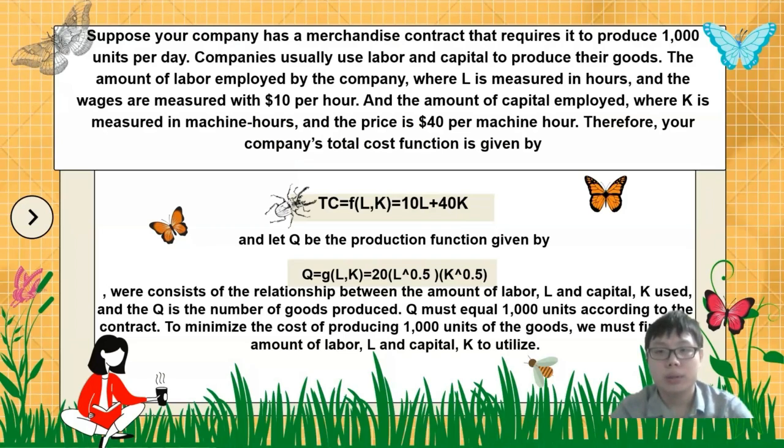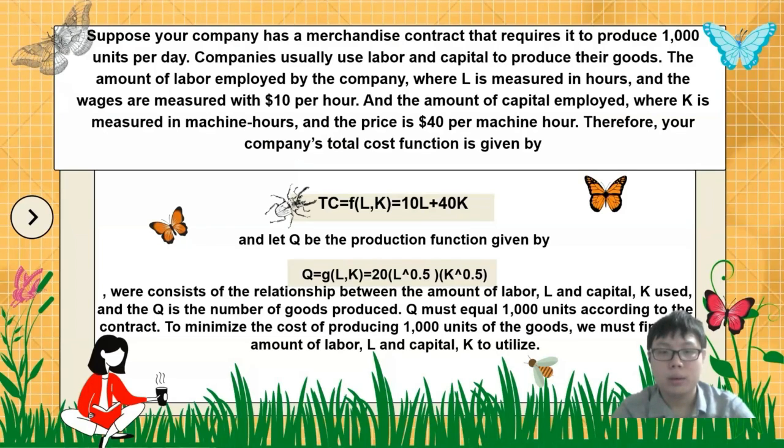Therefore, your company's total cost function is given by C equals the function f(L, K) equals 10L plus 14K, and let Q be the production function, given by Q equals the function Q(L, K) equals 20 times L to the power of 0.5 times K to the power of 0.5. This consists of the relationship between the amount of labor L and capital K used, and Q is the number of goods produced. Q must equal 1,000 units according to the contract.